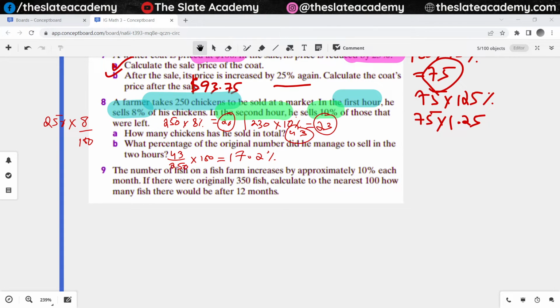Anybody who has solved question number 9? All right, question number 9, it says the number of fish on a fish farm increases approximately by 10% each month. If there were originally 350 fish, calculate to the nearest 100 how many fish there would be after 12 months. So how do we do this?